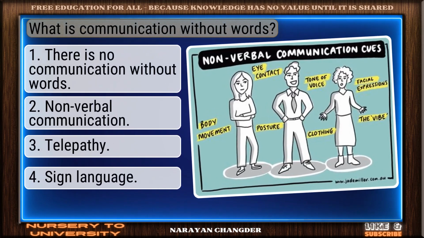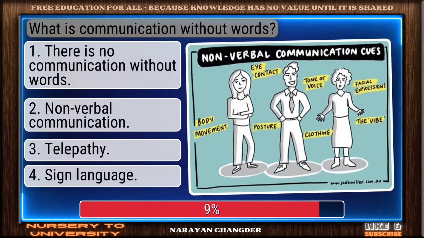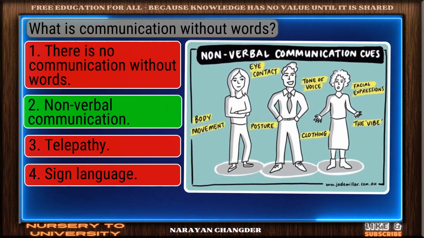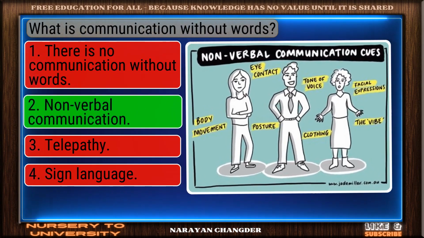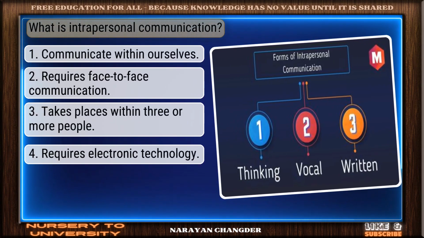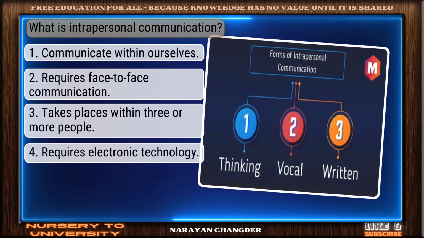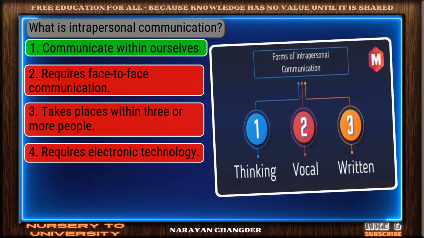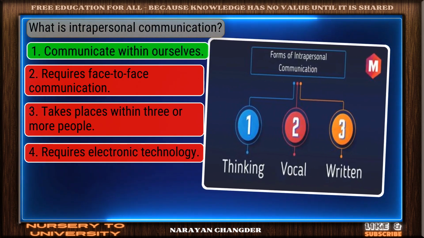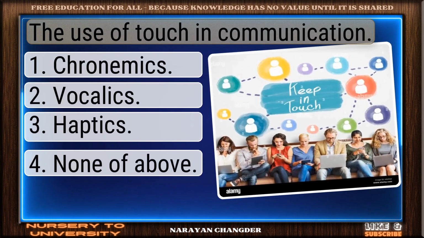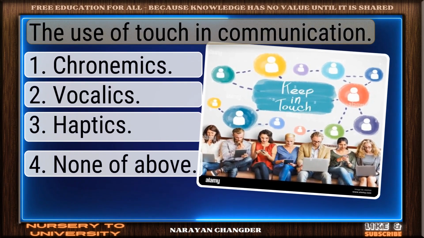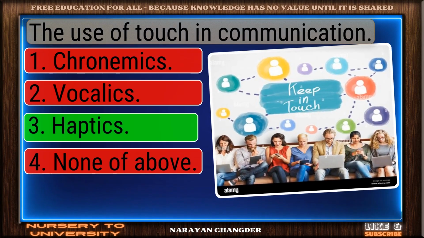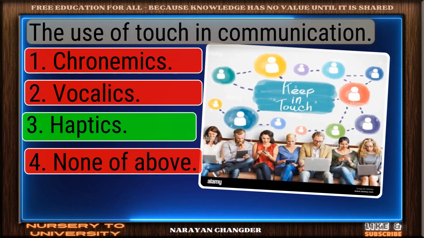Question number 62. What is communication without words? Excellent choice. Nonverbal communication is the right answer. Question number 63. What is intrapersonal communication? You chose communicate within ourselves, and it is correct. Question number 64. The use of touch in communication. Smart move. Haptics is an accurate answer.